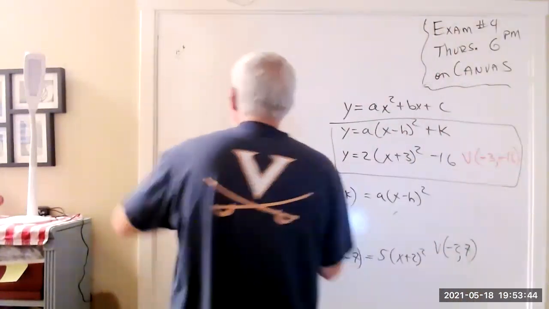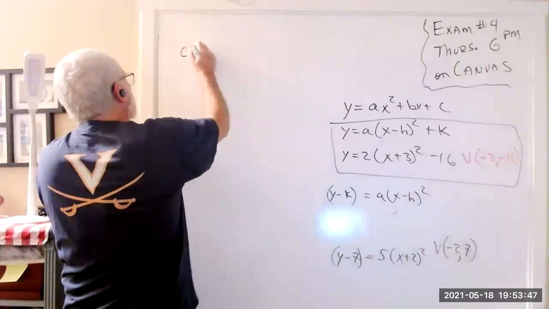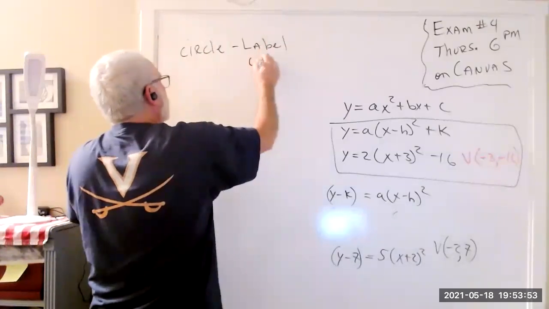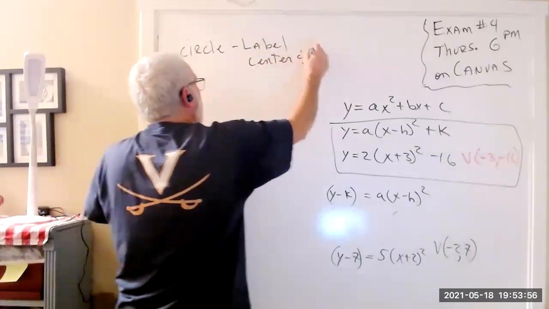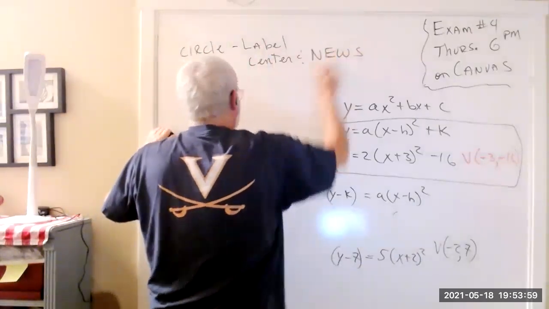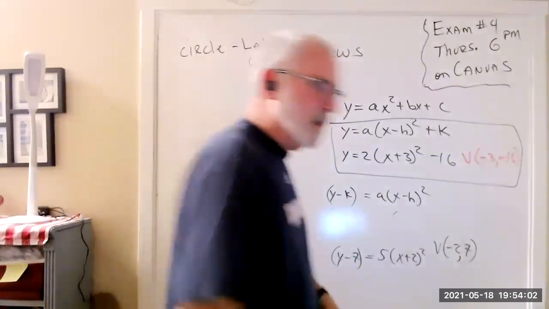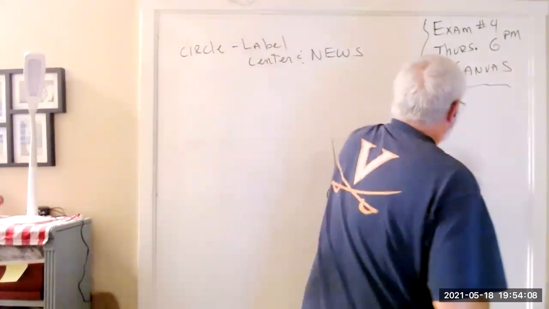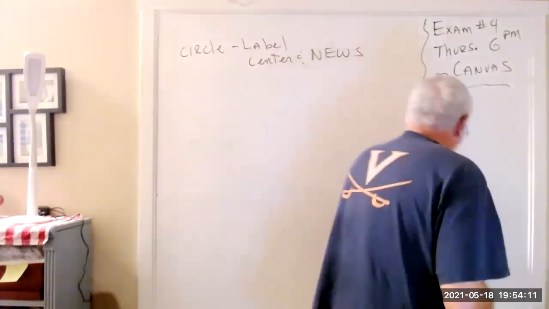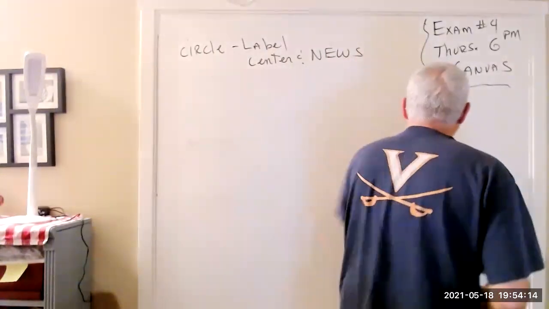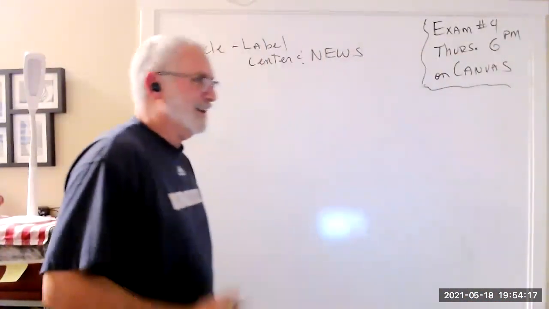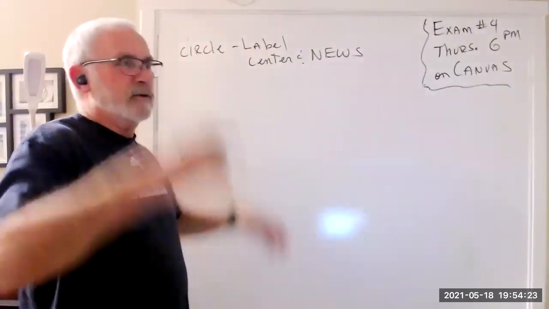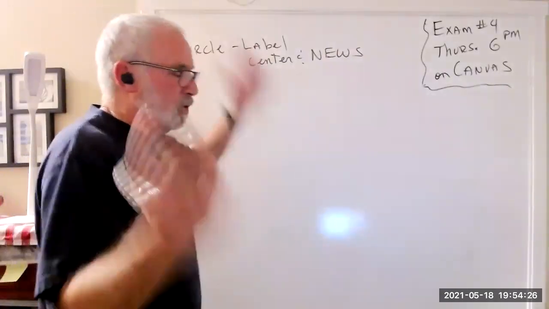Does everybody know for a circle, when I said label center and news, does everybody know what I mean when I say news? Does anybody need me to go over it? North, east, west, and south. Yeah, so what's that mean? The corners of the circle, so to speak. Yeah, the quadrants, the corners. I used to use the word corners and I confused students. So I went to news and I still confuse students.